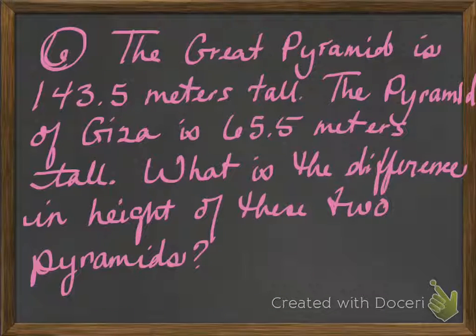Number 6. The Great Pyramid is 143 and 5 tenths of a meter tall. The Pyramid of Giza is 65 and 5 tenths meters tall. What's the difference in height of these two pyramids? Underline the important information, figure out what it's trying to ask you, what operation you're going to do, and then solve the problem.